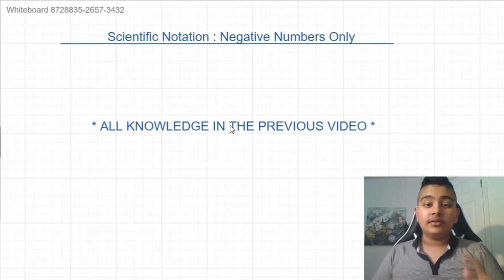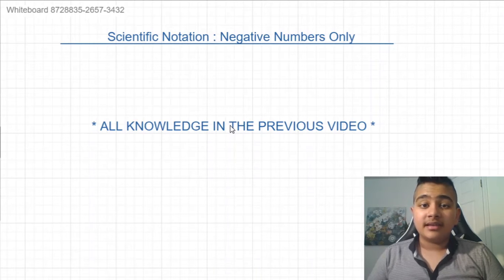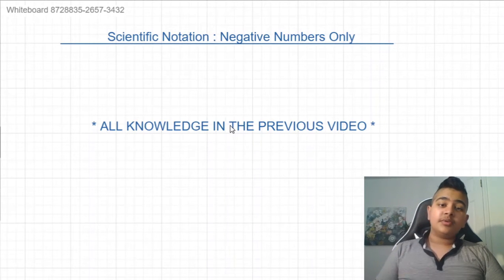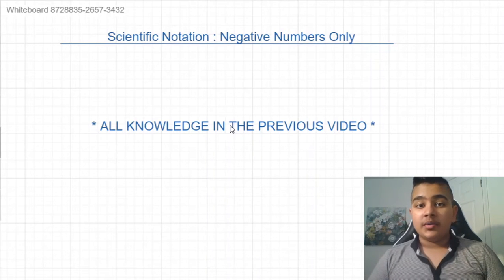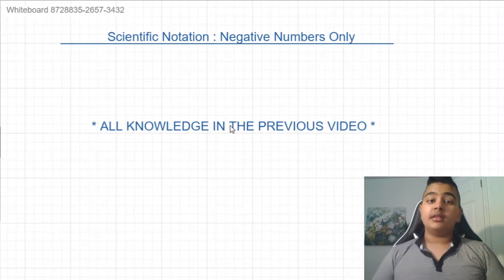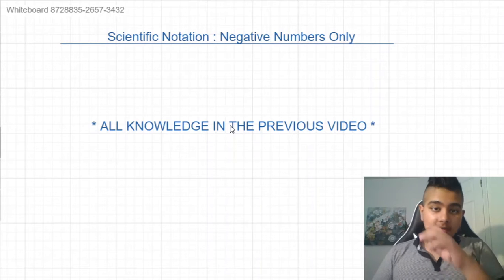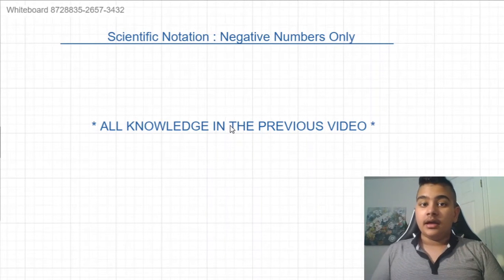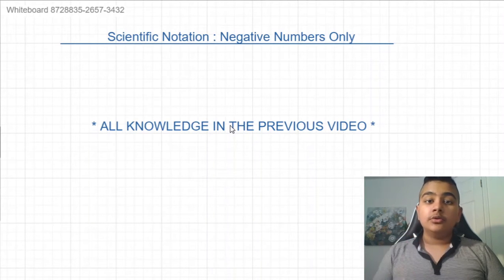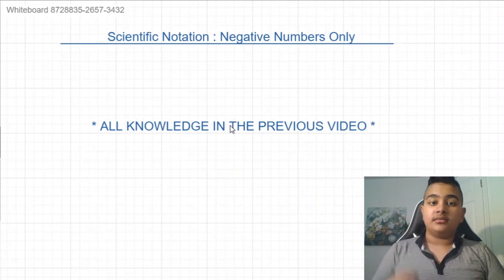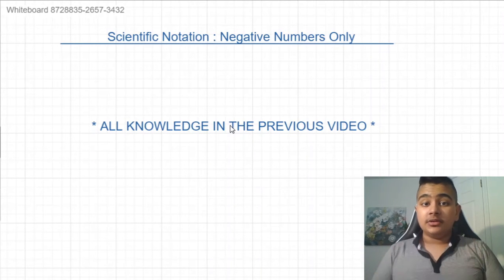And today we'll be resuming our lesson on scientific notation. In the previous video, we learned about scientific notation, the purpose of it, the parts of it, and everything to do with scientific notation. And we learned that by working out how to use scientific notation in a positive context. And in today's video, we'll be learning how to deal with negatives.